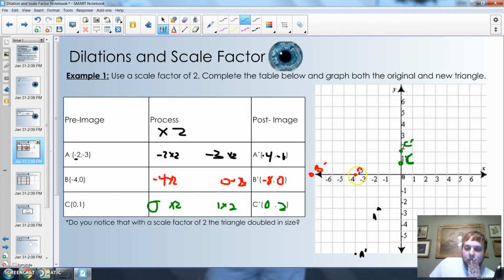I am going to now connect the dots here. I'm going to take all my originals, so C, B, A, and I'm going to connect those. That's a large triangle. But guess what? I'm going to take now the primes and connect all my primes.